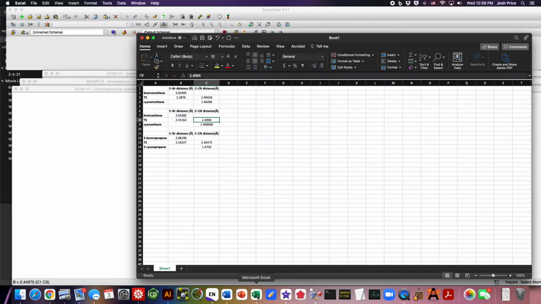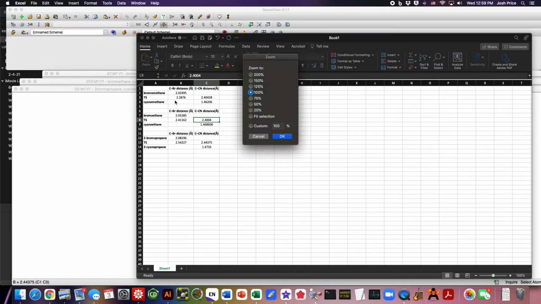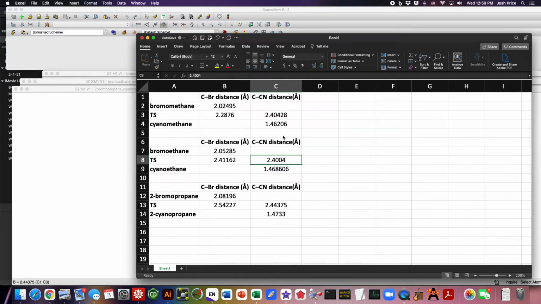I've summarized these data in an Excel spreadsheet, where I've also shown you data for bond lengths in the isolated compounds. So in regular bromomethane, the equilibrium carbon-bromine distance is 2.02 angstroms. In the transition state, that bond has gotten longer out to 2.3 angstroms. Similarly, in cyanomethane, the distance between carbon and carbon is 1.5 angstroms, whereas in the transition state it's 2.4 angstroms.